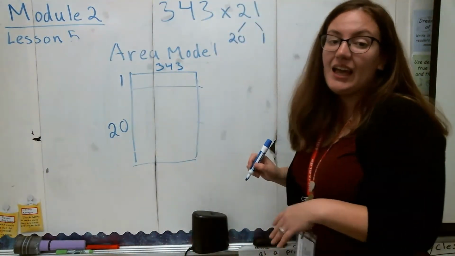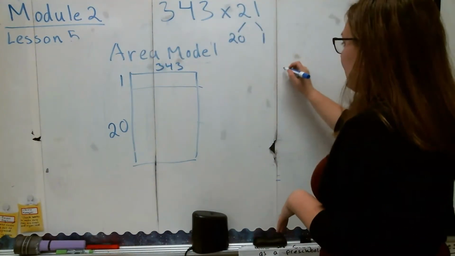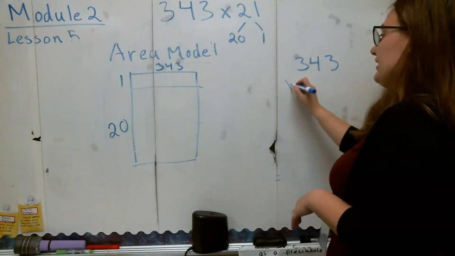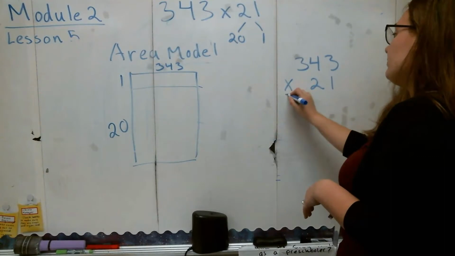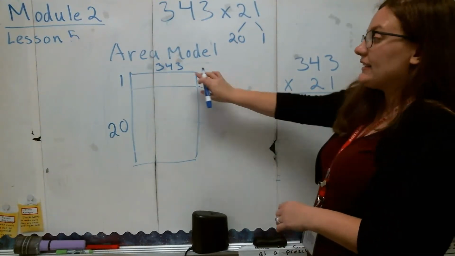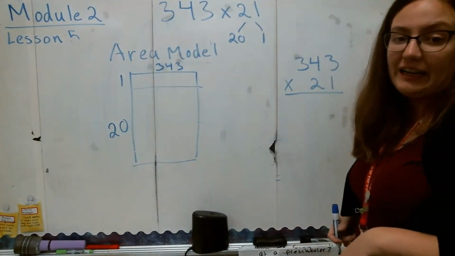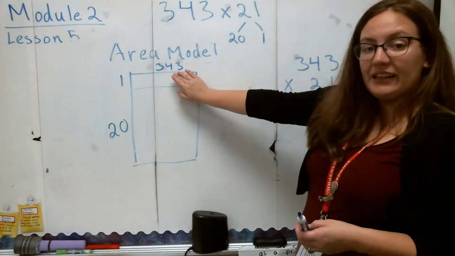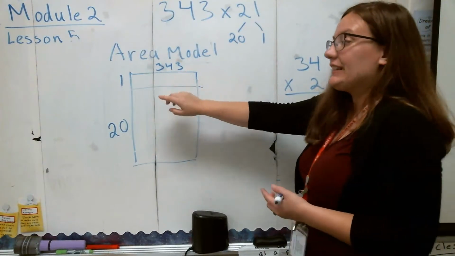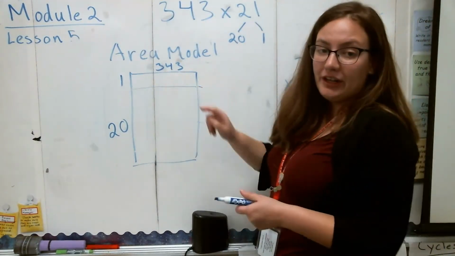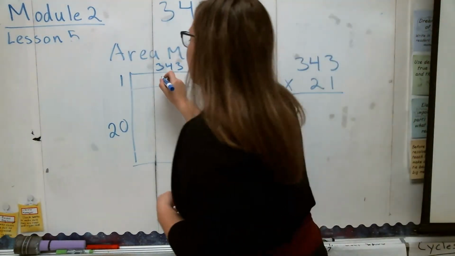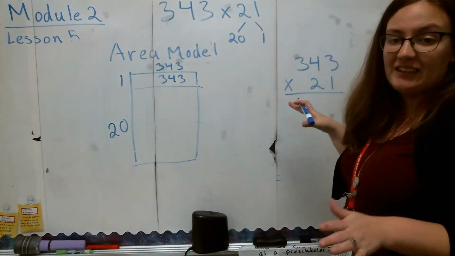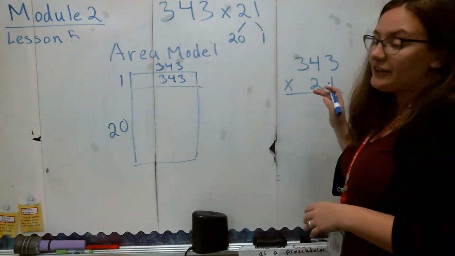343. I also need to write my standard algorithm over here. So I have 343 times 21. Remember, this number's on top because it's on top of my area model right now. And then I'm going to start solving. So right here, this problem right here is super easy. I'm just doing 1 times 343, and that is just 343.